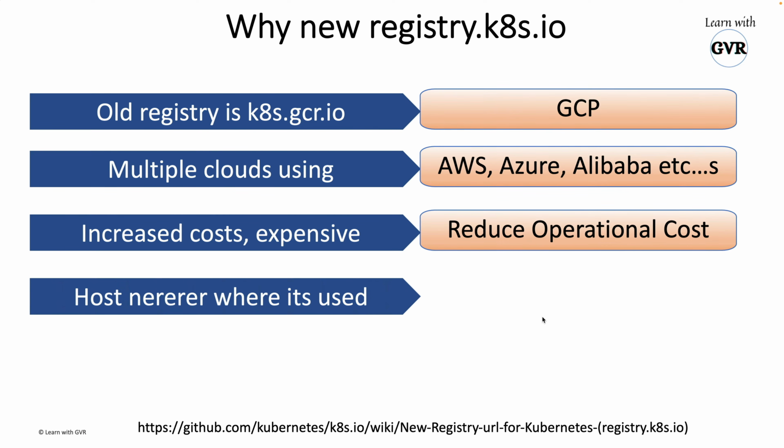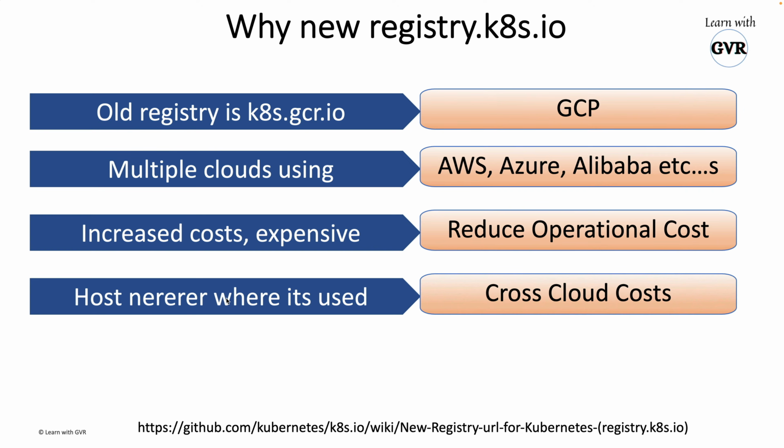And now their idea is to maintain a new registry which hosts the control plane images wherever it's nearer, because AWS is across the globe, Azure is across the globe, Alibaba is in China and the rest of the countries, Oracle Cloud and many other clouds. So if most of the traffic is AWS, or Azure, or GCP, there will be a cross cloud cost because of the network, storage, etc.